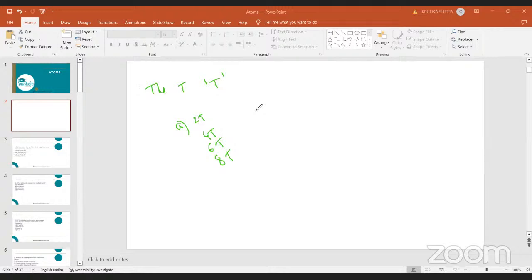In the ground state the time period is T. In the first excited state, what is the time period value? So in the ground state, the time period of revolution is T for the electron. In the first excited state, what is the time period value? Simple words.